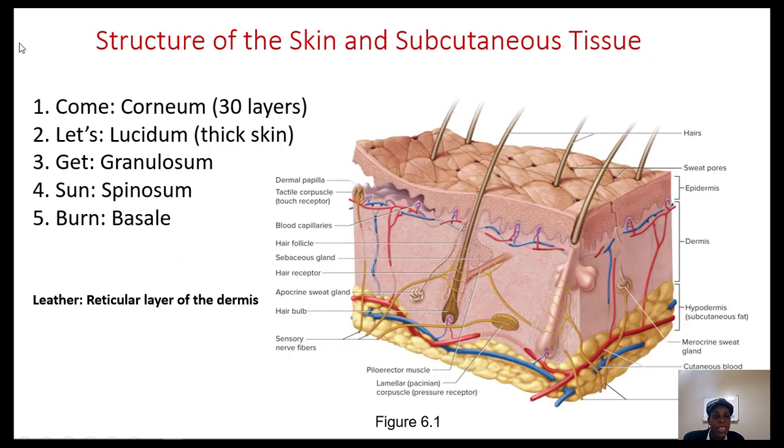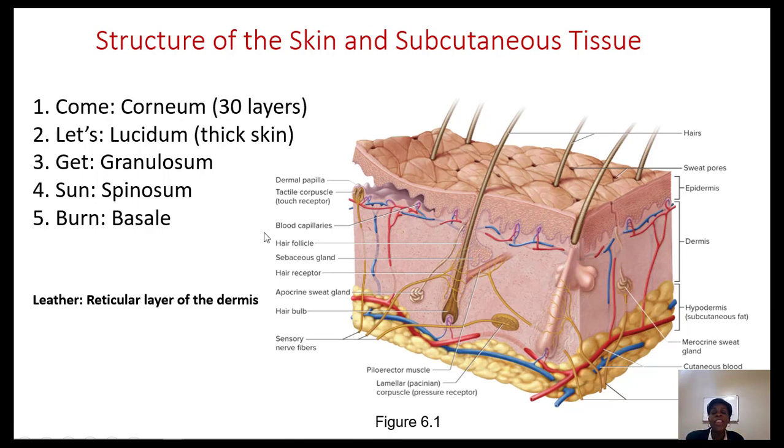This is the skin. Let's talk about the skin itself. We have three main layers, right? The epidermis, the dermis, and the hypodermis. The epidermis has five layers: stratum corneum, lucidum, granulosum, spinosum, basal. Come, let's get sunburn. Those are the five layers of the epidermis in the thick skin, which will be what?